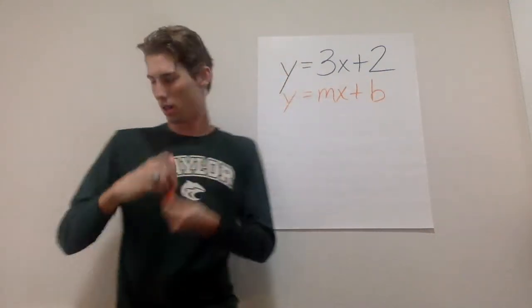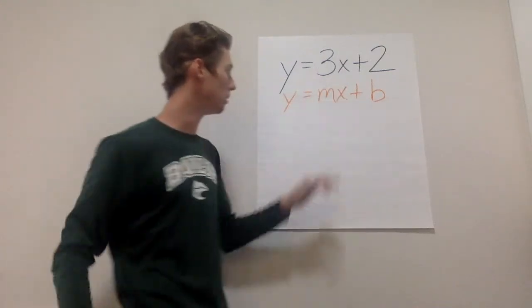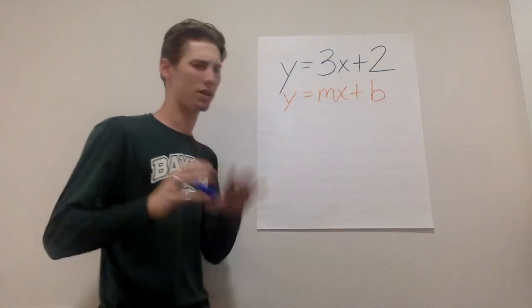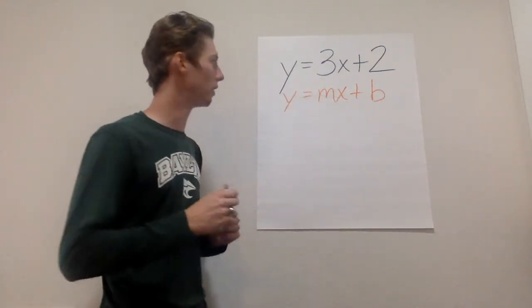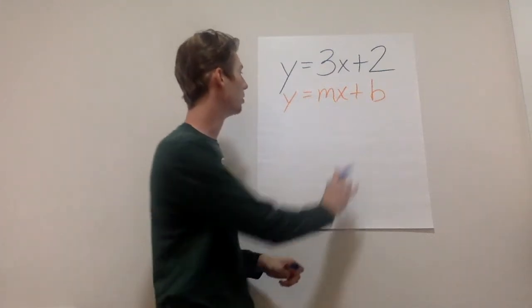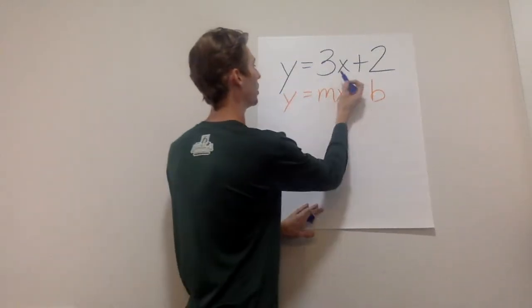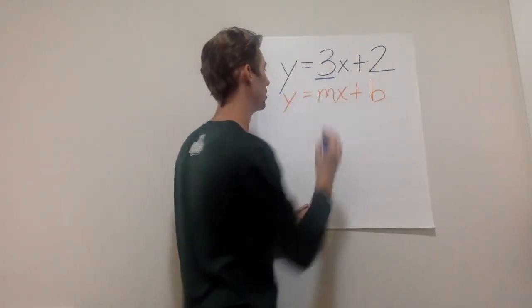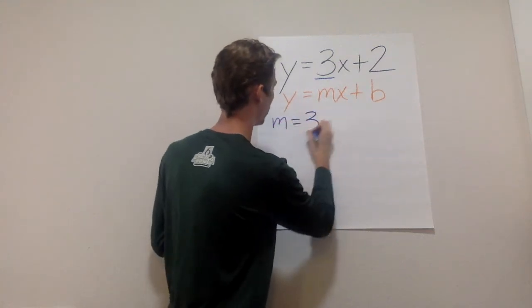I like to do that because it reminds me of where all the variables should be and what it should look like, in case we need to rearrange things. In this case, I think it looks good. We just need to figure out what m and b are. M is always going to hang out with x. So what's hanging out with x? That would be 3. So I know that m equals 3.